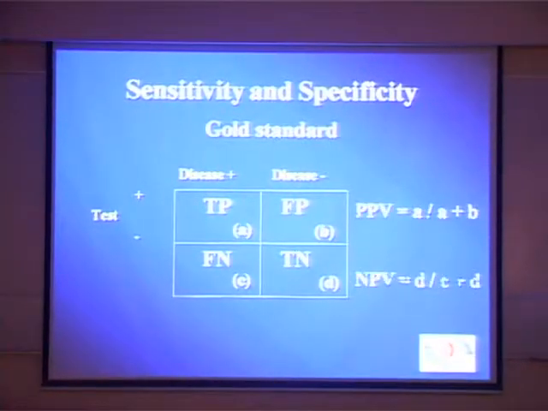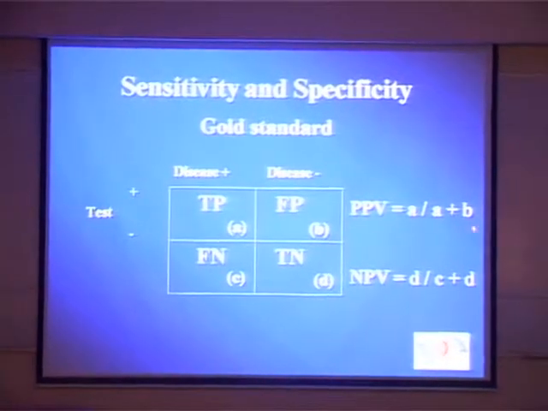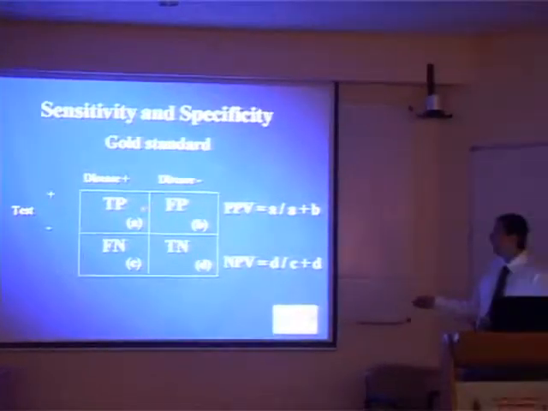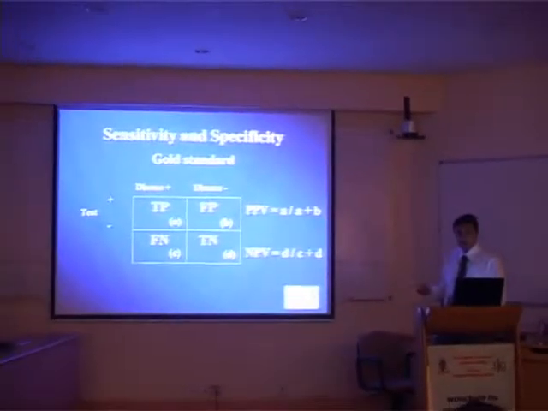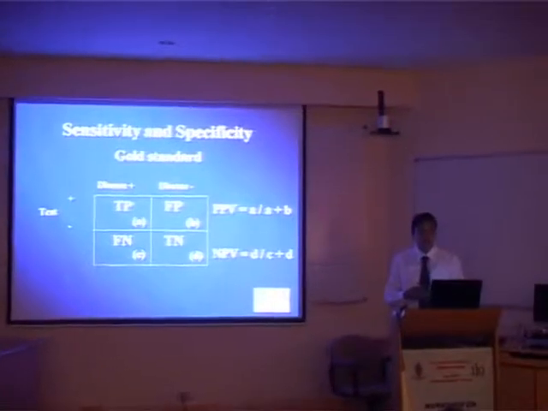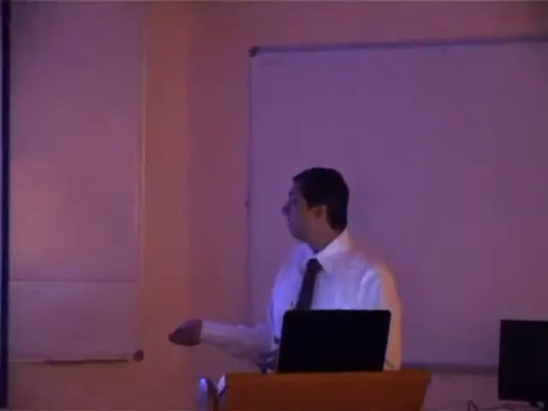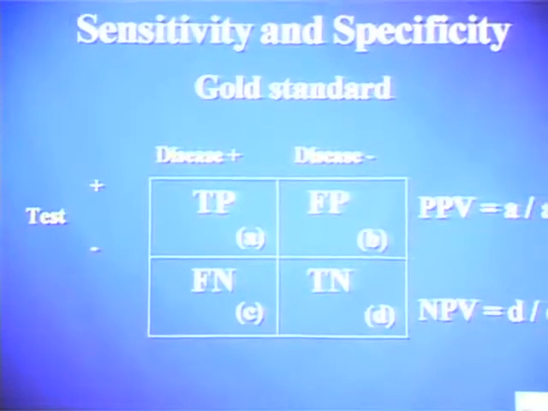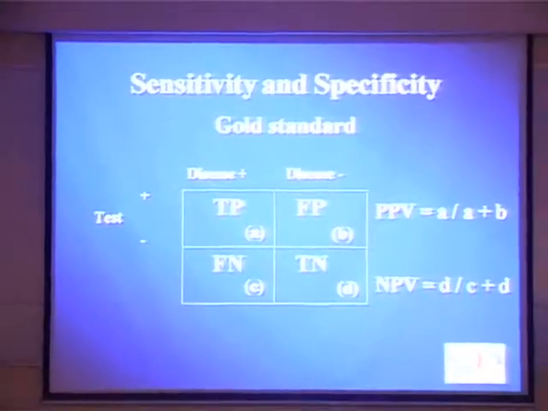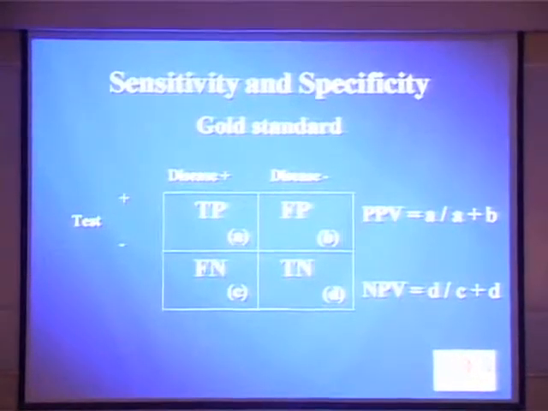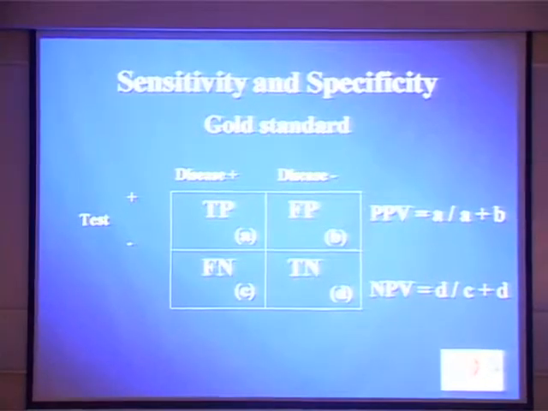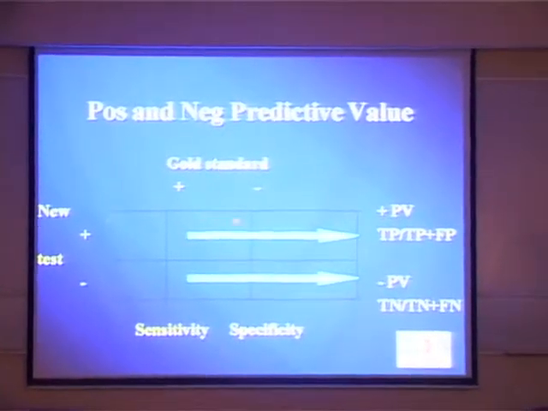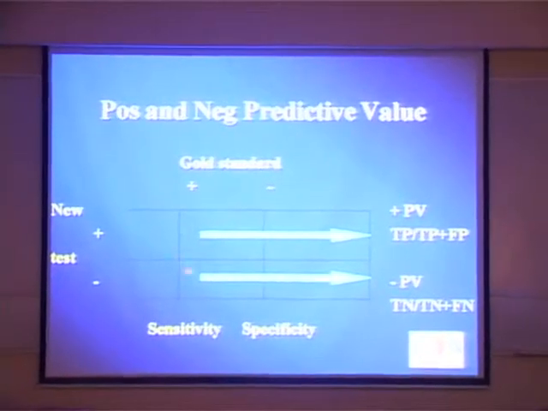The same thing, but here it is A divided by A plus B. If the person's test is positive, TP divided by TP plus false positive will tell you what are the chances that the patient actually has the disease if the test is positive. And D divided by C plus D would tell you what are the chances that if the test is negative, the person actually is normal and not having disease. That is what PPV and NPV tell us. How to use that, we will discuss next. So it is horizontal. Positive, negative.